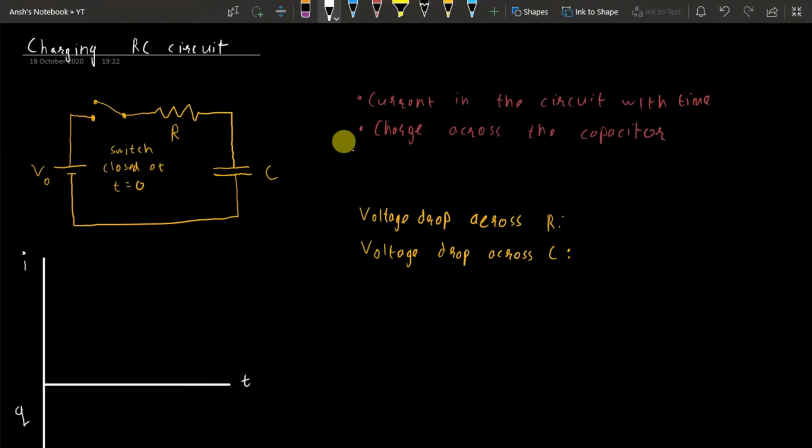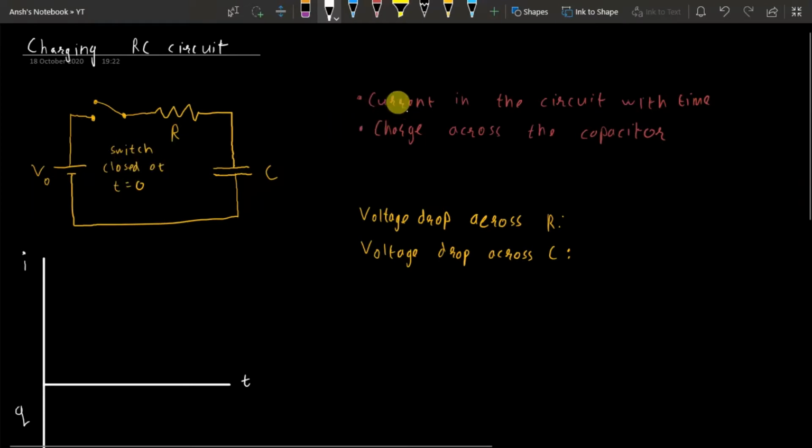Hi everyone. In this video, we are going to be looking at a charging RC circuit that has been given to us right here. We have a DC battery supply that provides us with a potential V0, a resistor with a resistance R, and a capacitor with a capacitance C, all connected in series with an open switch right here.